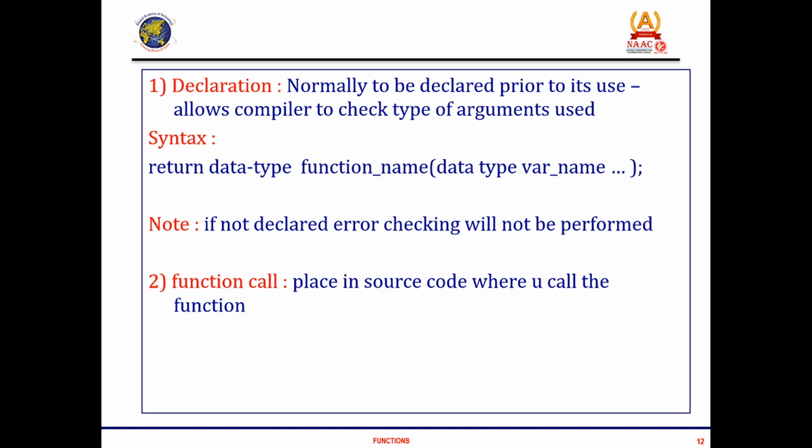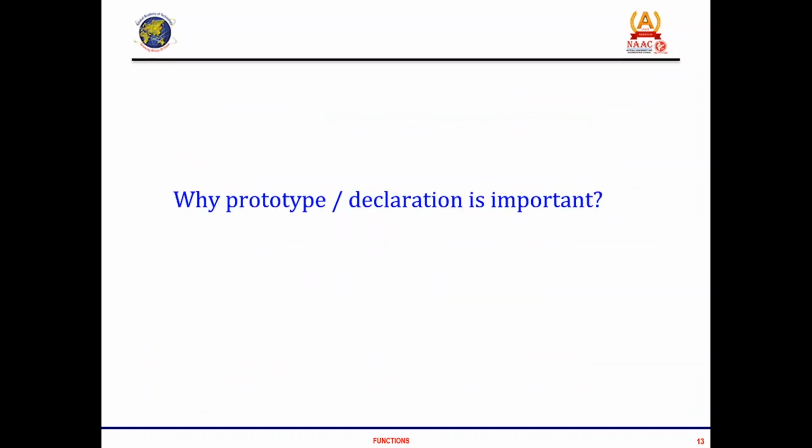Next comes the function call. It is a place in the source code where you actually call the function. And the third one is the function definition. Now what exactly do you mean by function definition? It is a collection of program statements.